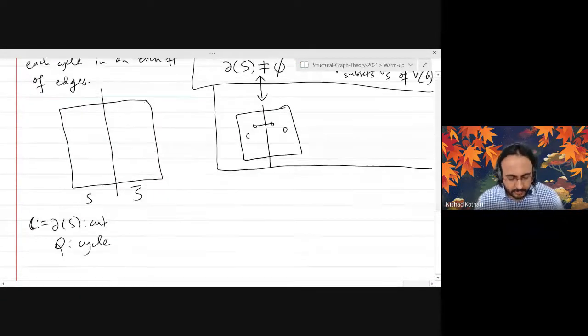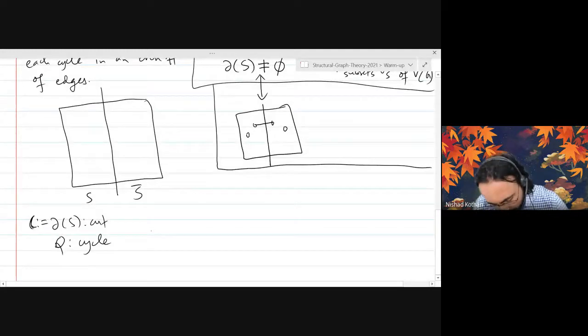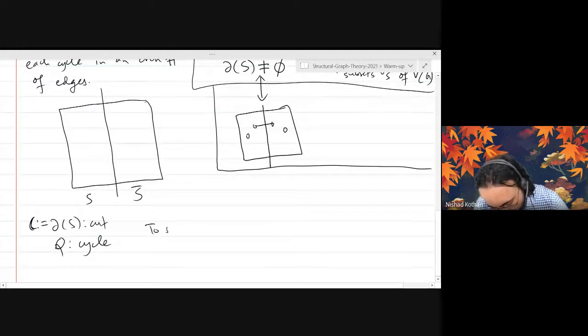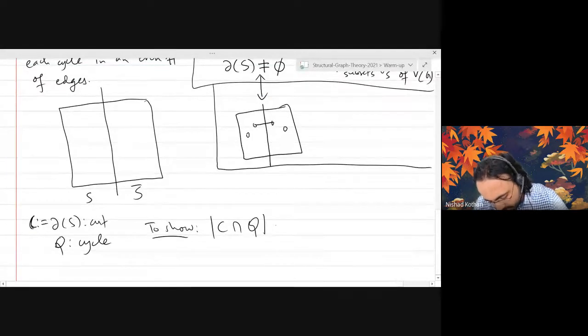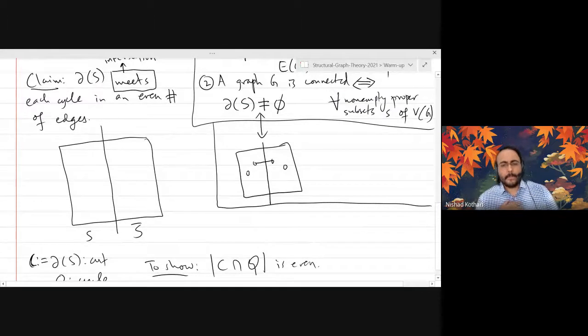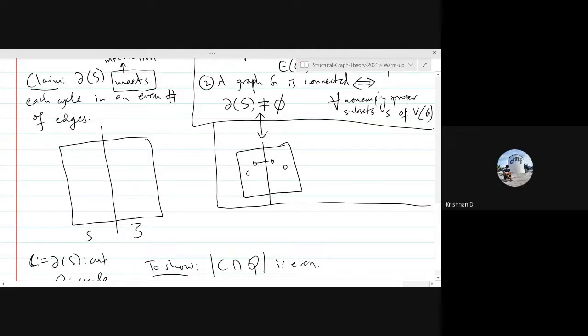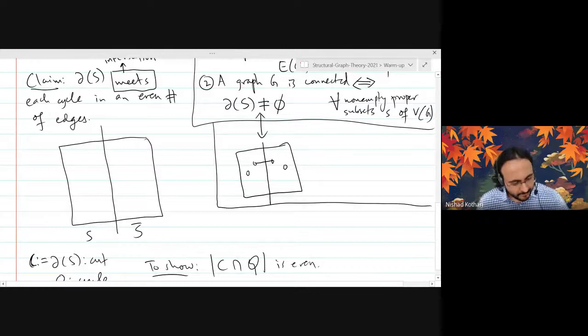So how would we prove this? Our goal is to prove that C intersection Q is even. Any thoughts on how we prove this statement? This is just intuition, I don't have a proof here. Yeah, no, go ahead. Intuition is good.